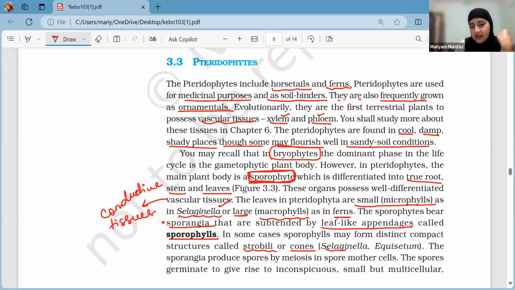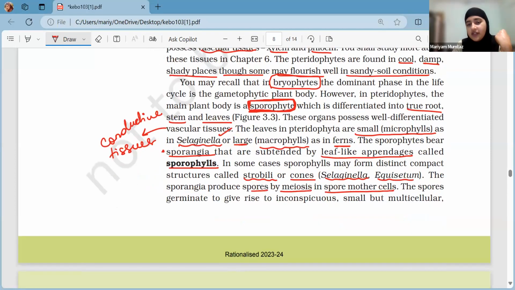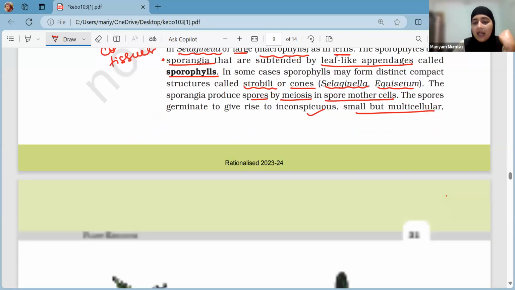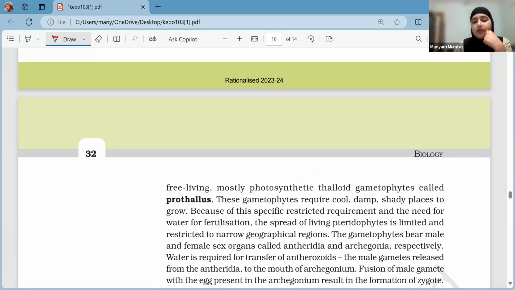Now, in some cases, sporophylls may form distinct compact structures that are known as strobili or cones. This happens in the case of Selaginella and Equisetum. The sporangia produce spores by meiosis in spore mother cell. The spores germinate to give rise to inconspicuous, small but multicellular, free-living, mostly photosynthetic thalloid gametophyte, which is known as prothallus.